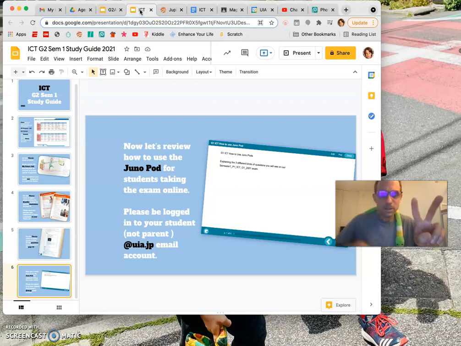So those are the two kinds of questions you'll have. The short answer where you type it in yourself, and the drawing where you draw something and then write some words or something on your drawing.